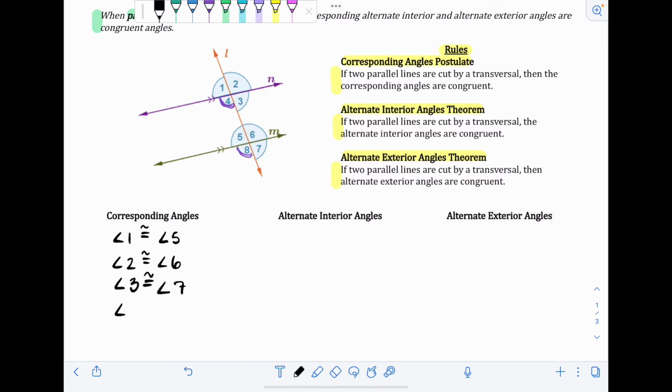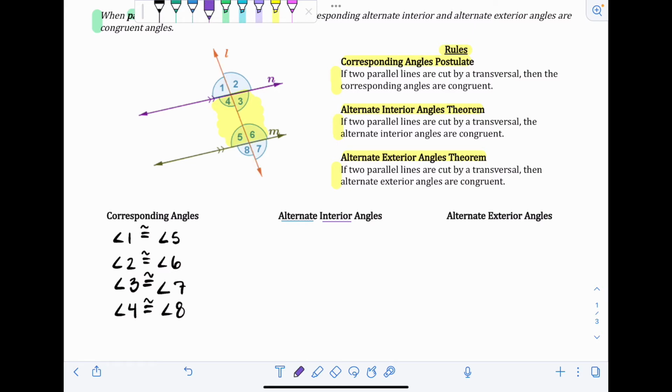So we could say angle 4 is congruent to angle 8. Okay, so we have 4 pairs of corresponding angles. We can move on to alternate interior angles, and the keyword is interior, so we can just look at the inside of the two lines. And alternate means on opposite sides of the transversal.